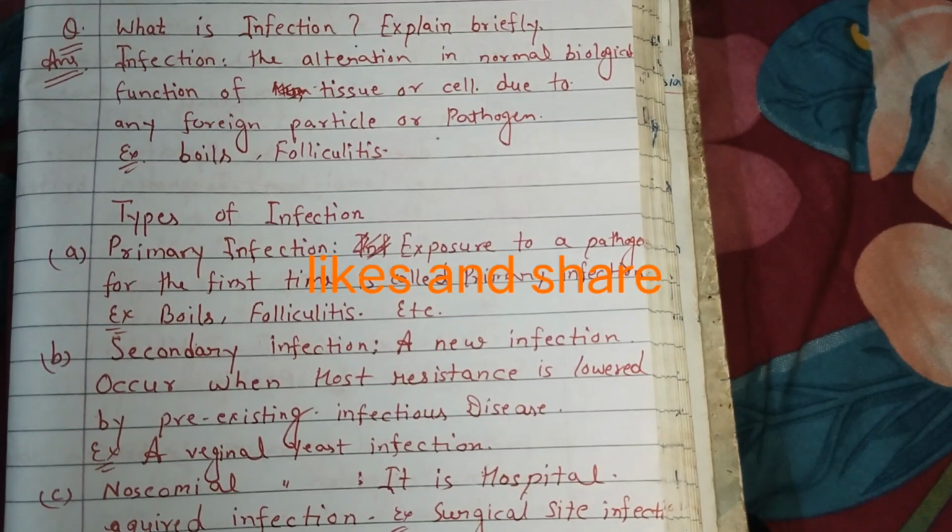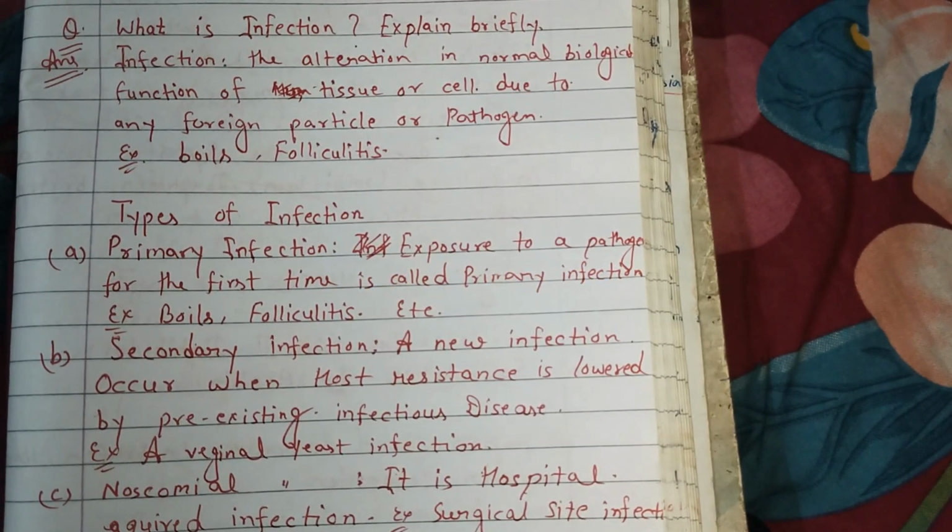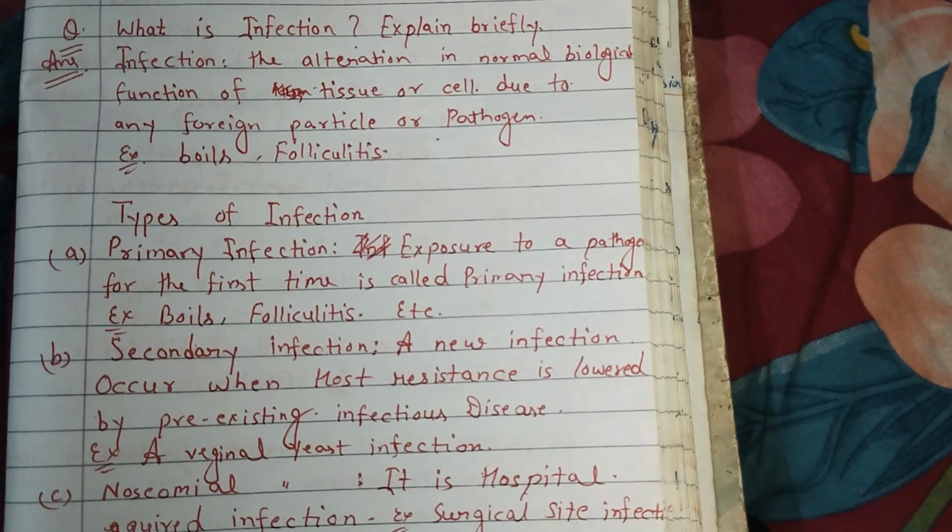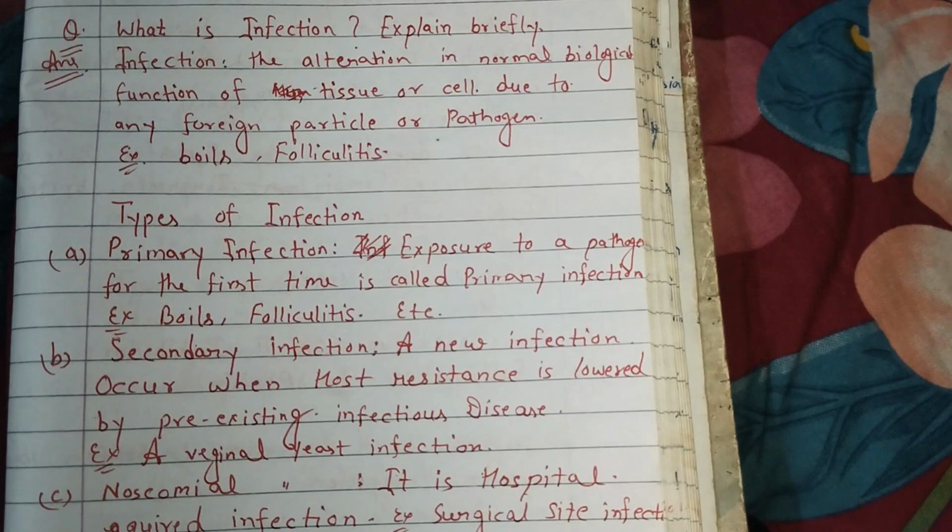Hello student, today we are going to discuss a very important topic: what is infection, and explain briefly. This is a very important question. Infection is the alteration in normal biological function of tissue or cell due to any foreign particle or pathogen. So this is known as infection. For example, boils and folliculitis.